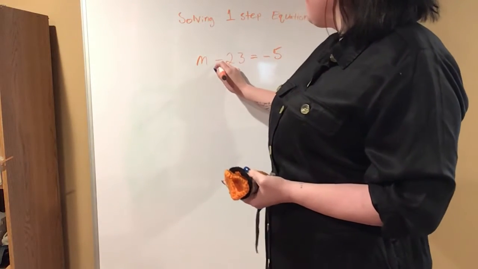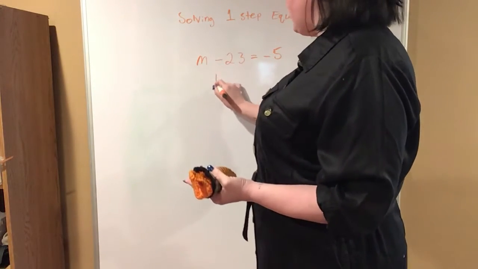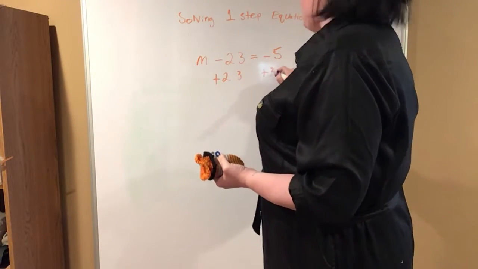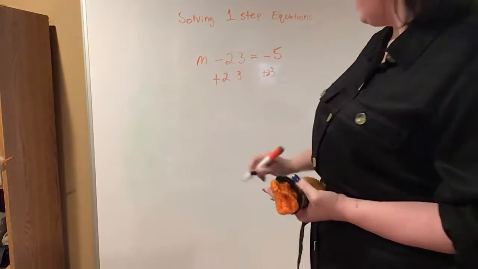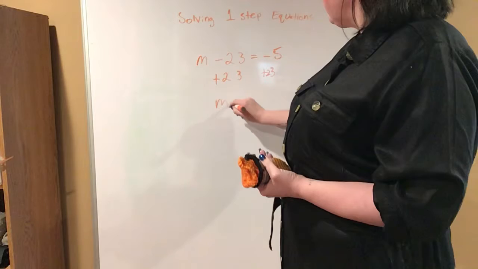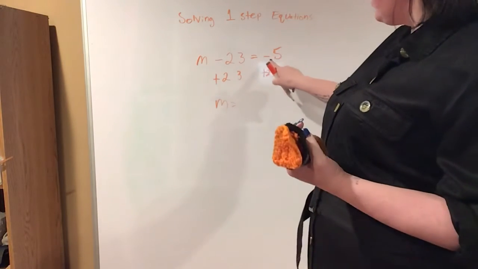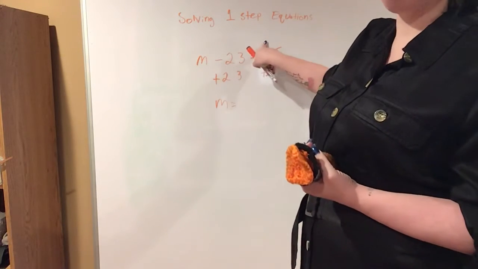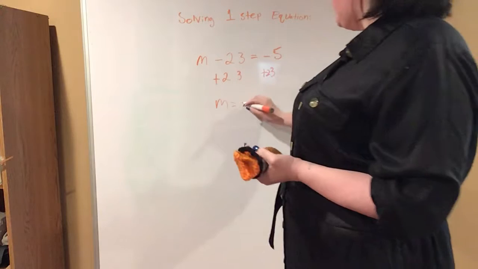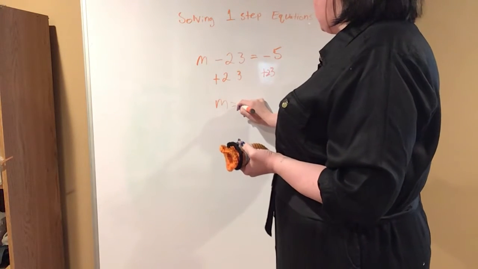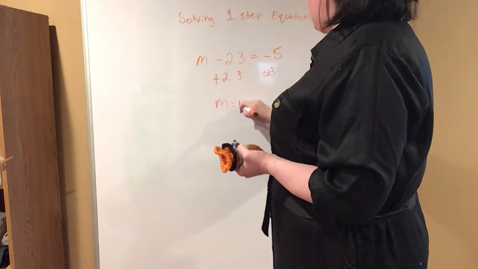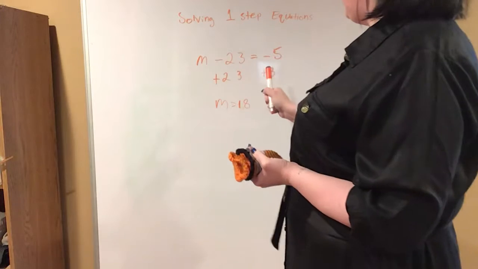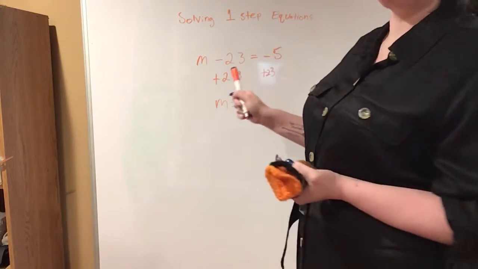So what's the opposite of subtraction? The opposite of subtraction is addition. So we're going to add 23 to both sides. Okay? So m equals, and if you don't want to do -5 plus 23, an easier way to look at it would just be what's 23 minus 5. And 23 minus 5 is 18. Yes. It's 18.